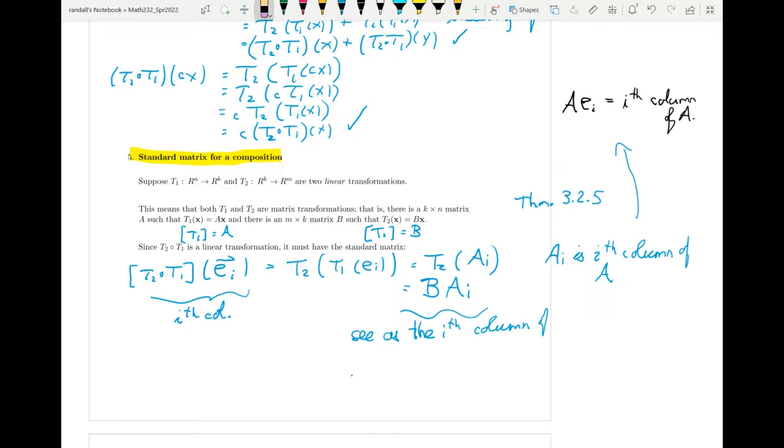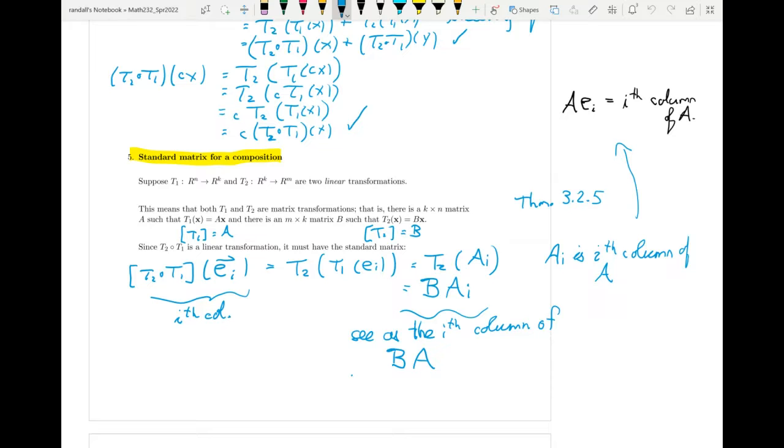Order matters. Sorry, T2 times T1. That's right, I'm just making sure I got my matrices in the right order. Yeah, that's correct. So this is the ith column of the matrix product BA. That's also mentioned in the book: when you multiply two matrices together, the columns of the product are the products of the left matrix B, in this case, acting on the columns of the matrix on the right.